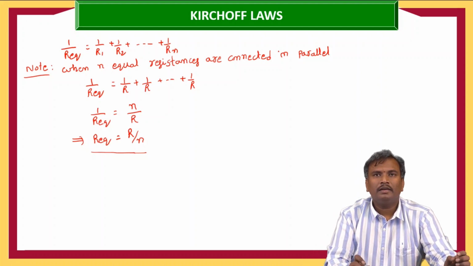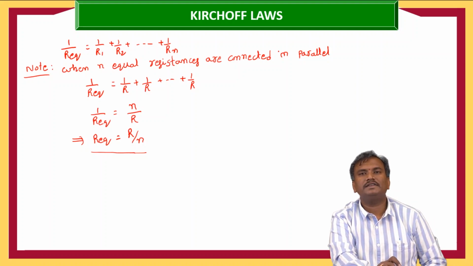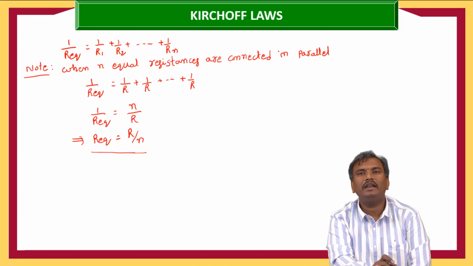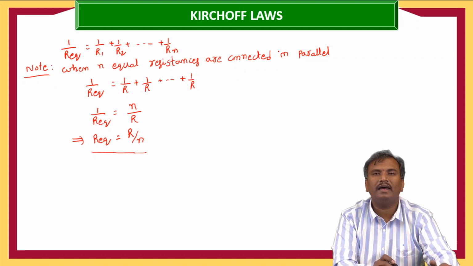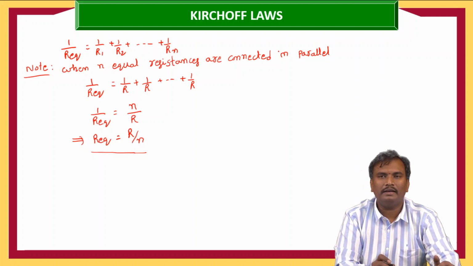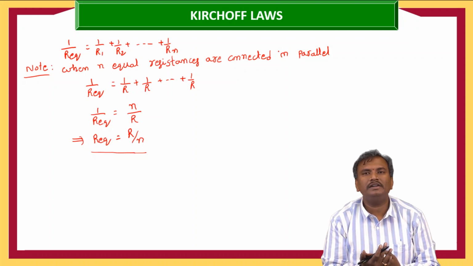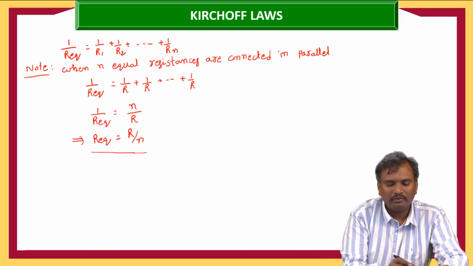And with this, we can say that the equivalent resistance value should always be less than the individual elements when they are connected in parallel. In series, it will always be more than the individual elements, whereas in parallel, it will be less than the individual elements.